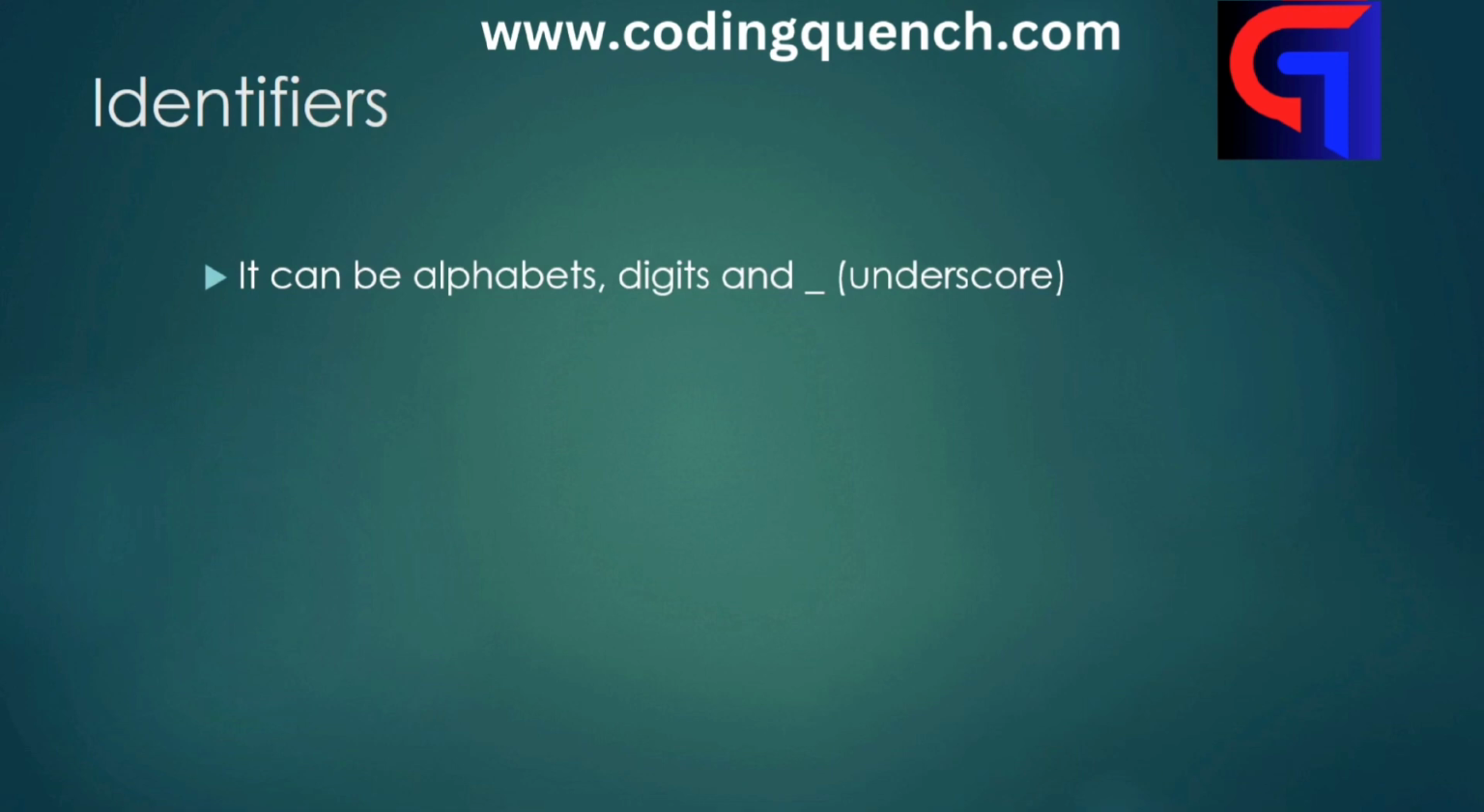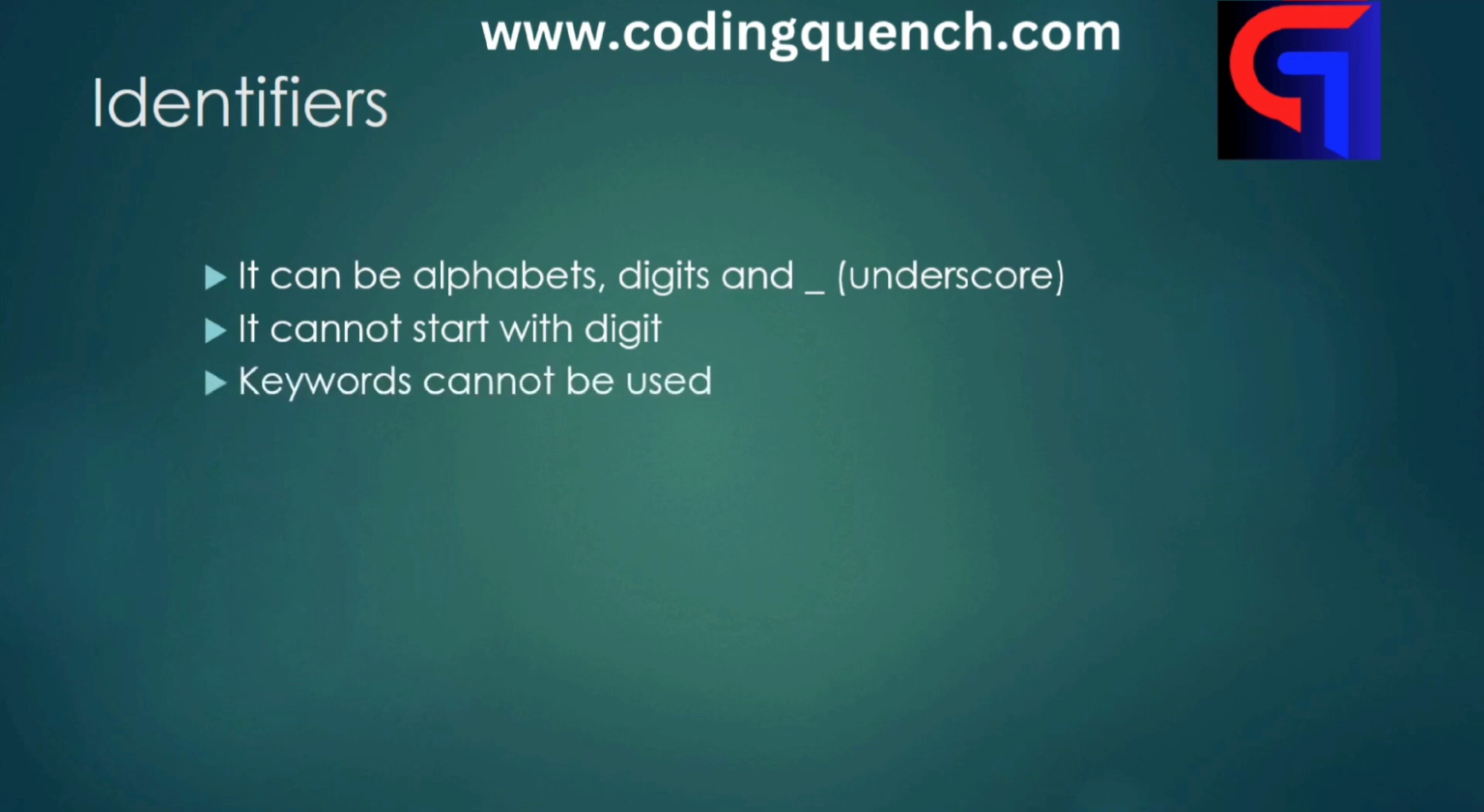We will have some rules on identifiers. This is the first rule. It can be alphabets, digits, underscore. Alphabets means it may be uppercase, it may be lowercase also. Digits means 0 to 9. Next, underscore is the only special character we will use in identifiers. It cannot start with a digit. First character should not be a digit. That is very important. Keywords cannot be used.